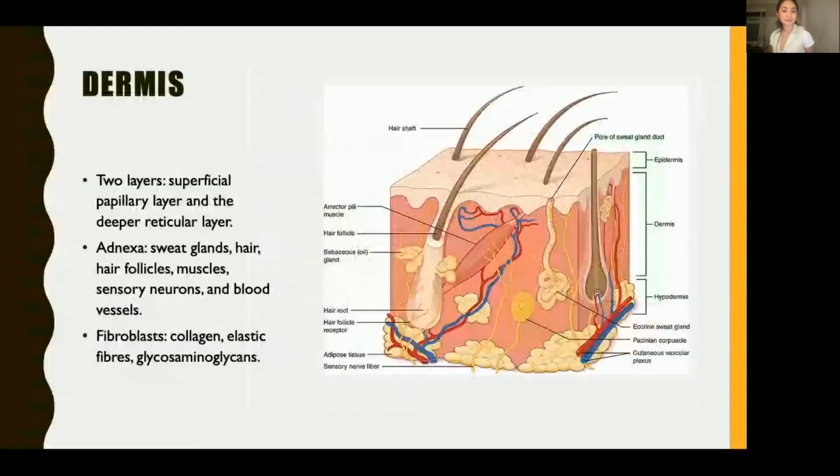So next slide. And then finally, we're reaching the dermis. So there's two layers, the superficial and the deeper reticular. And the dermis is where all the adnexa are: sweat glands, hair follicles, neurons, blood vessels. It's all happening here. And the predominant cell type here is fibroblasts, which produce collagen, elastic fibers, and glycosaminoglycans.